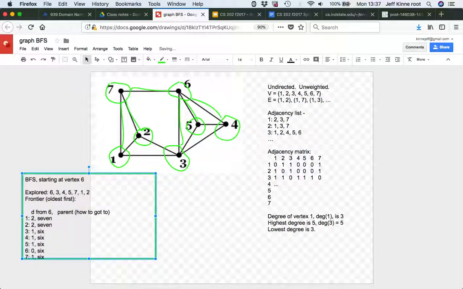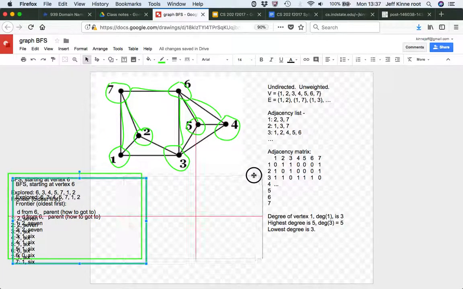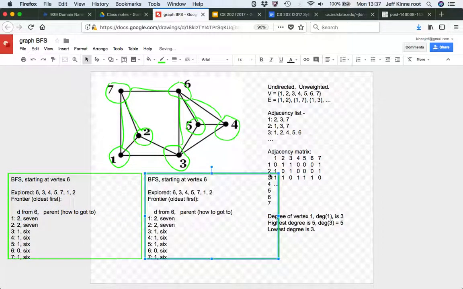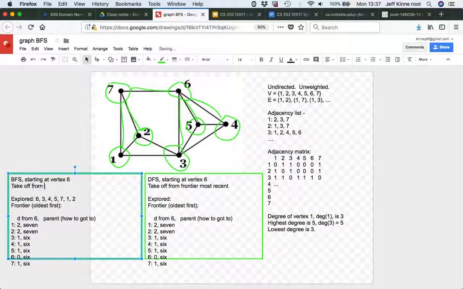Okay, let's contrast this with depth first search, DFS. So we're going to do a DFS starting from 6, and we'll have an explored list. The oldest is first, but in DFS, we take off from the frontier the most recent. And in BFS, we take off from the frontier the oldest.